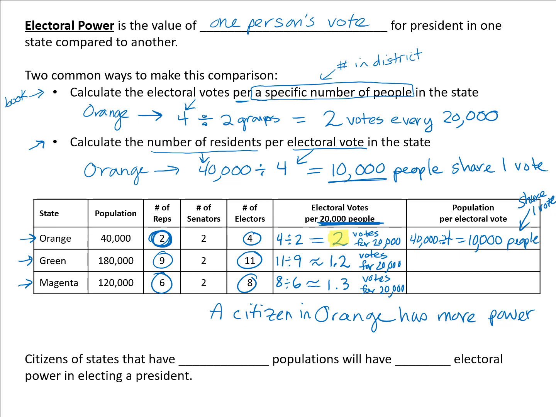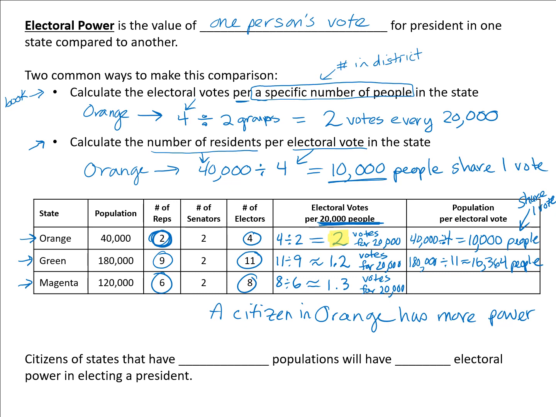Now, in the state of Green, we can do the same thing. We could do their population divided by the number of electoral votes they have, which is 180,000 divided by 11. This time we do have to round off the number of people. I'll just go to the nearest whole number. It ends up being 16,364 people. So you have 16,364 people sharing one vote. So you have more people in the state of Green sharing a single vote.